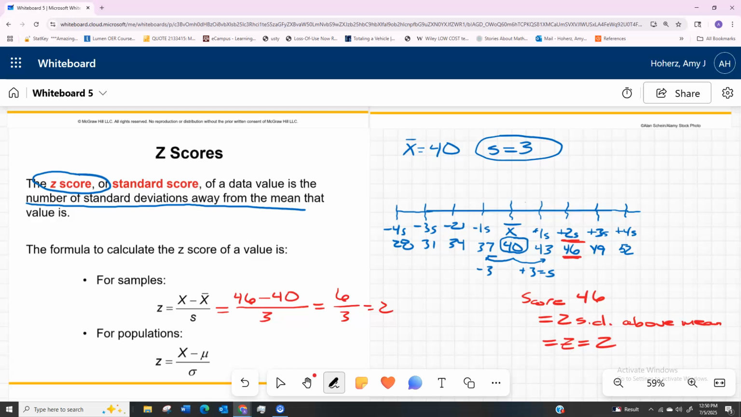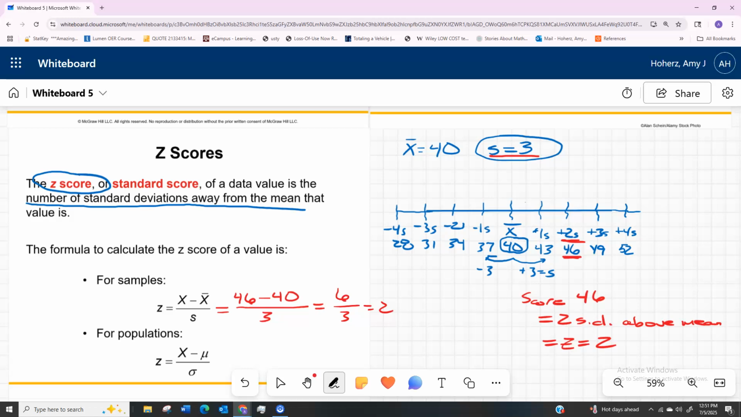So in this case, 46 minus 40 gives us 6. That's divisible by 3 twice, because adding 6 is the same as adding 3 2 times. And we're measuring in 3s because our standard deviation is 3. So you're measuring from whatever the mean is, and then you're measuring how many of those s's you have gone up or down. Now remember, if someone scores below average in this case, then you're going to get a negative number.